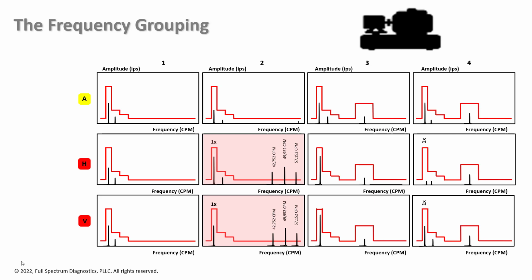Axial looks like it has no alarm bands that have been violated, but the horizontal and vertical look like there's something going on at position 2. So this is the motor inboard side bearing location, and the rest of the machine looks fine. So there's something on the position 2 on the motor in the horizontal and vertical directions.